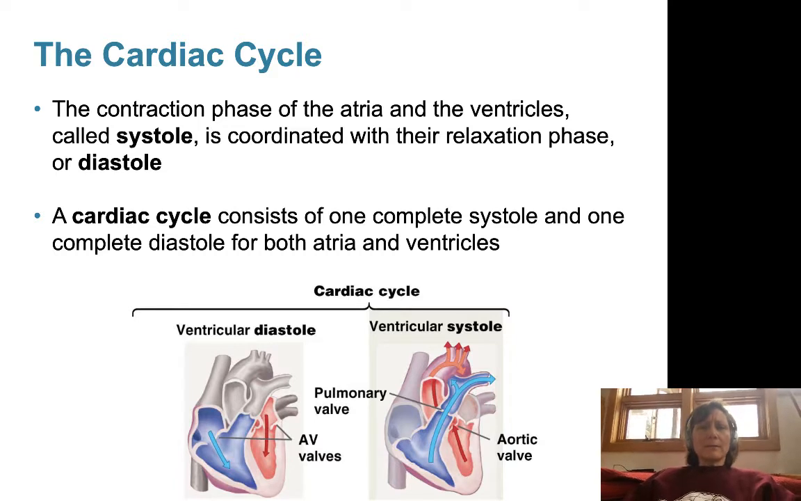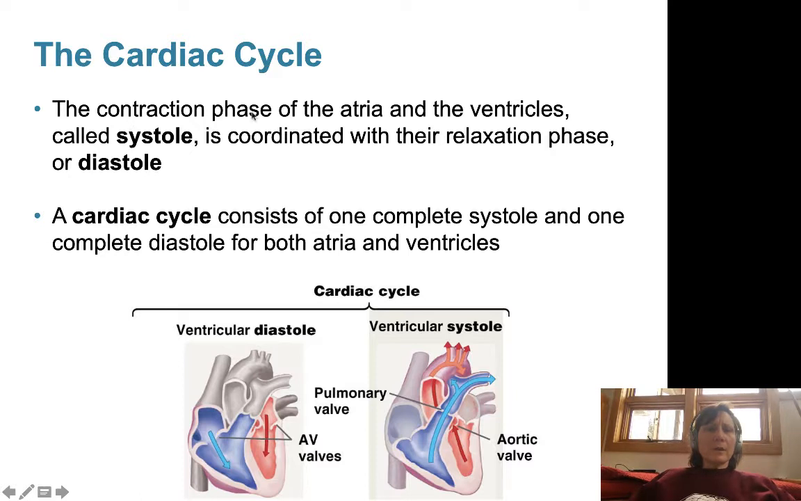So in the cardiac cycle, when you have someone take your blood pressure, or maybe you go to Walmart and stick your hand in the cuff, there are two numbers that get reported to you. The contraction phase of the atria and the ventricles is referred to as systole, and the coordinated relaxation of those muscles is referred to as diastole. And so a full cardiac cycle consists of one complete systole and one complete diastole for all of the rooms, if you will, in the heart. So both atria and ventricles together.